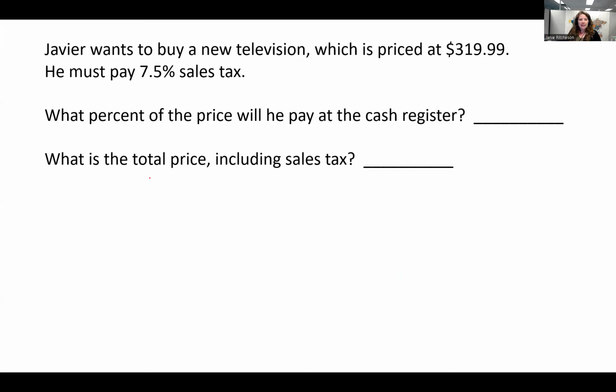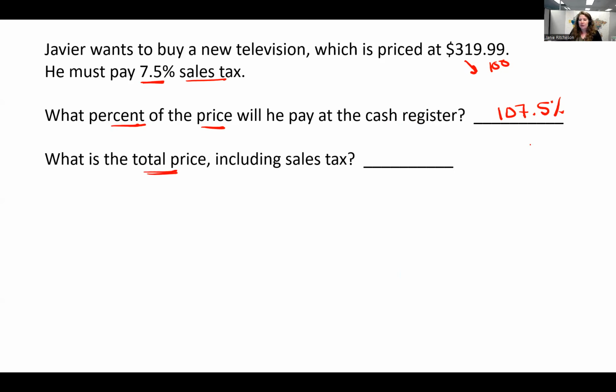Next situation, Javier wants to buy a new television, which is priced at $319.99. He must pay 7.5% sales tax. What percent of the price will he pay at the cash register? He'll pay 100% plus 7.5%, which is 107.5% of the original price. So then it asks, what is the total price?